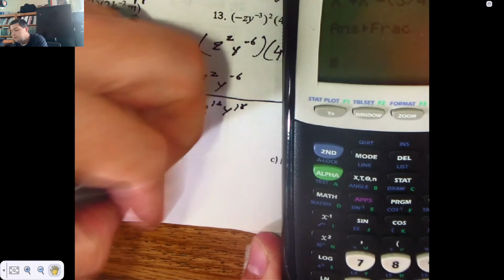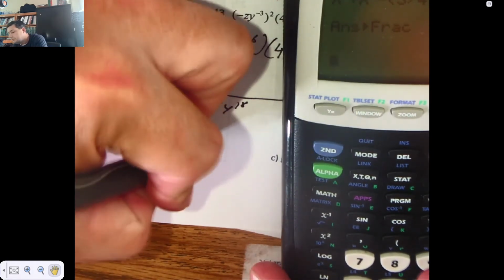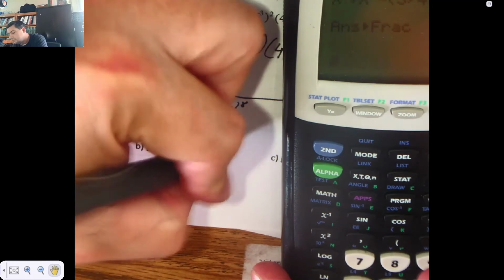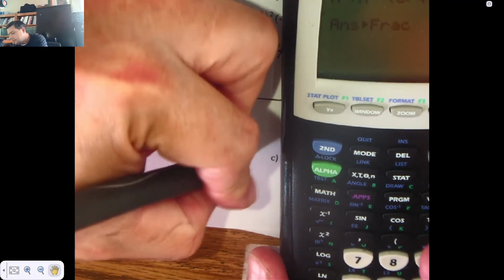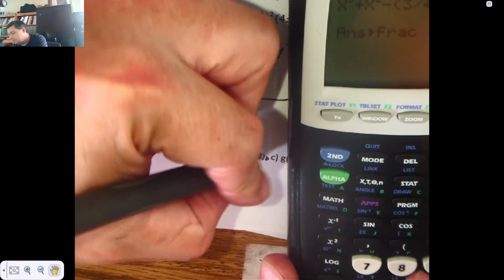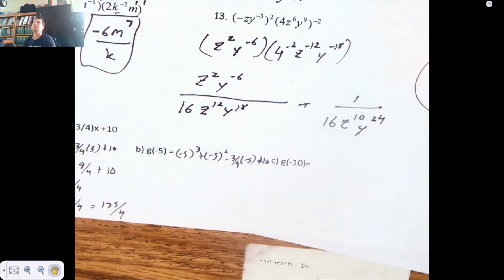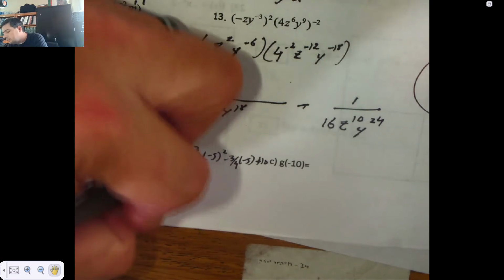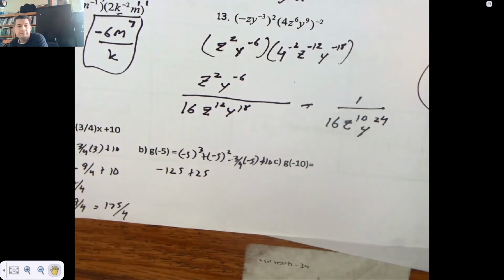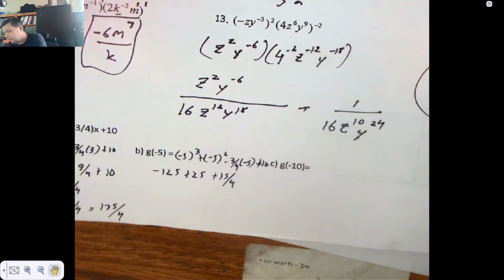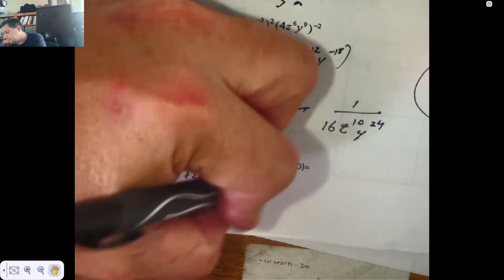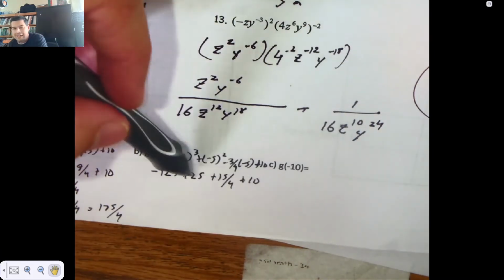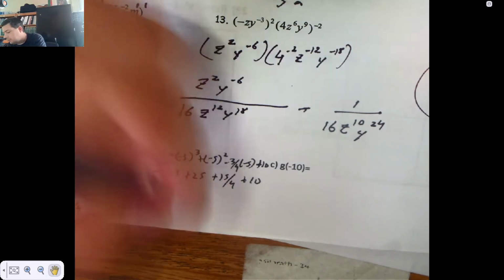So g of -5, you would plug in a -5. As I keep trying to teach kids, you should try to do things by hand. Because you can do things by hand. This is -125. This is +25. Then we've got 15 quarters. And then we've got plus a 10. So that's going to be -90, I believe, plus 15 quarters.